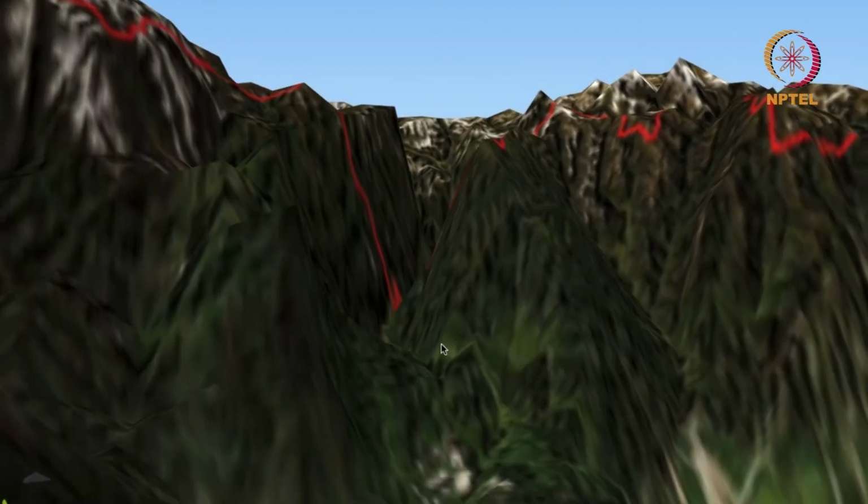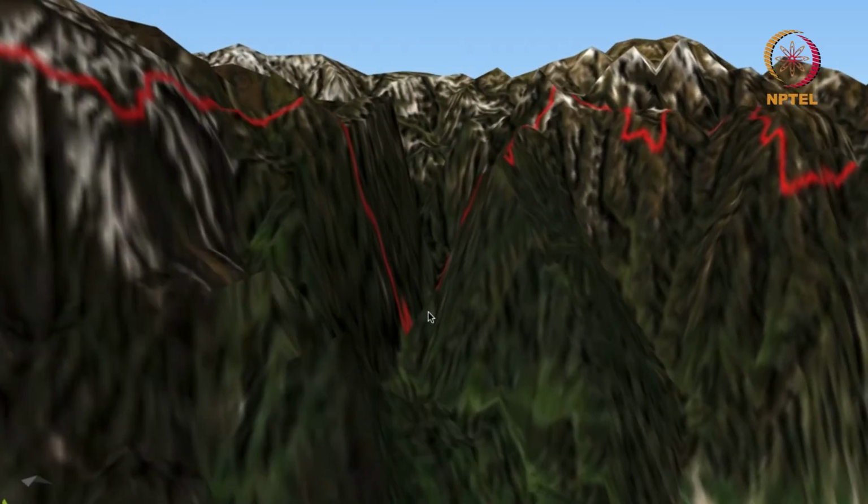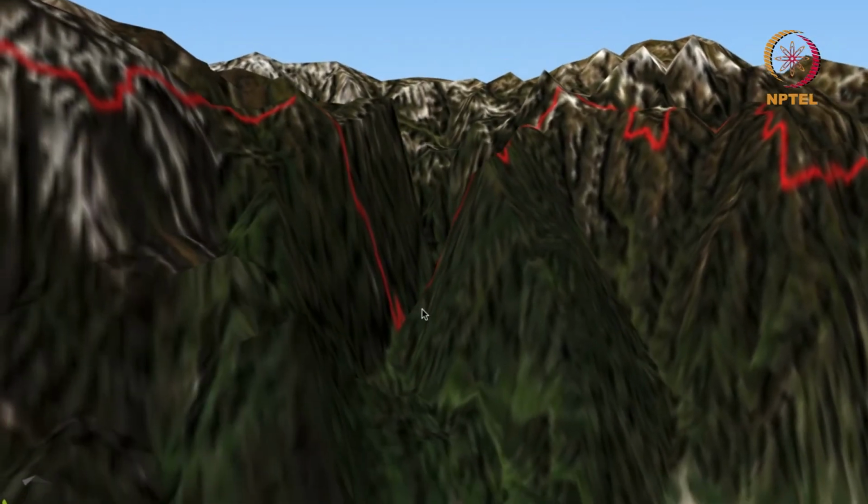So this is the sort of cutting that this river has done. We have these high peaks, and in between these peaks, this river is flowing. This is the kind of canyon that it has created, because this is an antecedent drainage, meaning that it existed before the Himalayas came into existence.